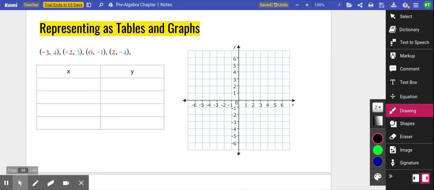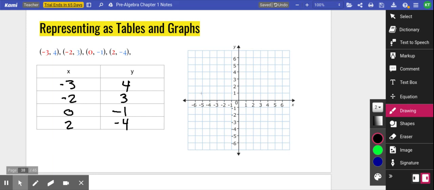All right. Different ways to represent data and information. We have our ordered pairs here, and we can represent them in a table. And I can start with my x values here. We have -3, -2, 0, and 2. And then the corresponding y values. The -3, the y value with that is 4. My -2 has a y value of 3. The 0 has a y value of -1. And 2 has a y value of -4. So I could represent that data in a table.